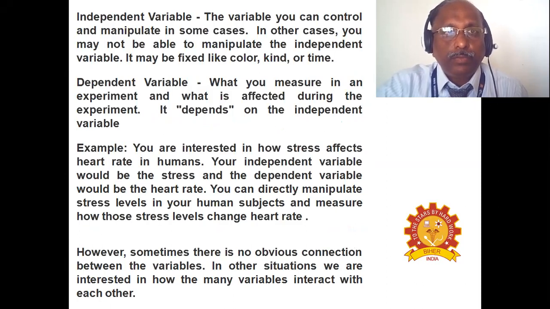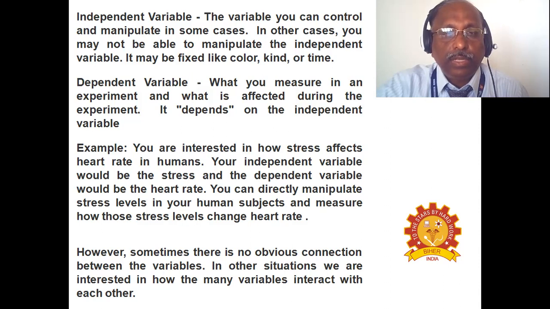Independent variables: the variables you can control and manipulate in some cases. In other cases, you may not be able to manipulate the independent variable. It may be fixed, like color, kind, or time. Dependent variables are what you measure in an experiment and what is affected during the experiment. It depends on the independent variable.